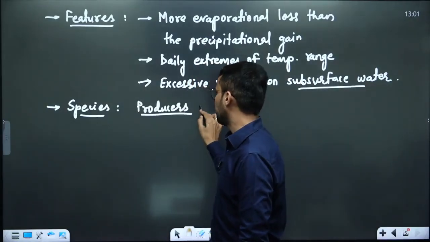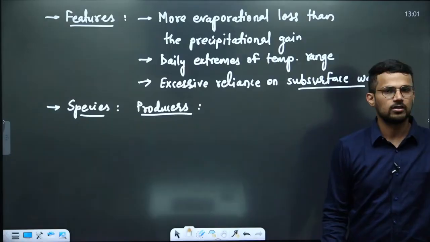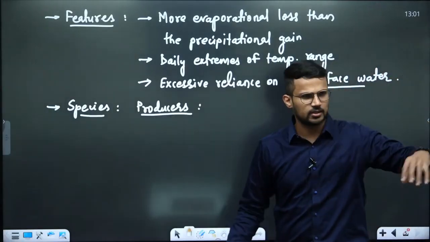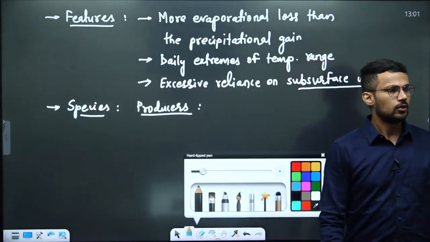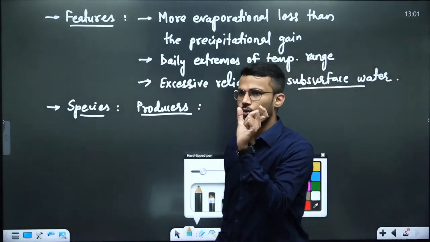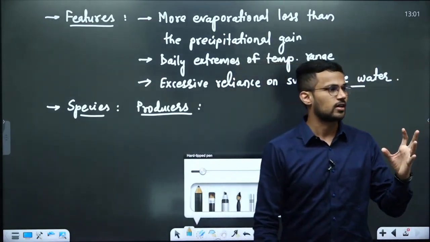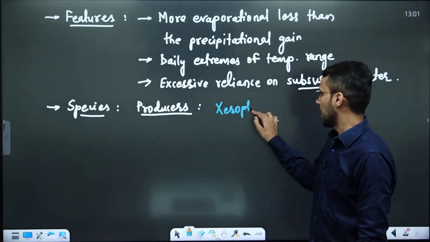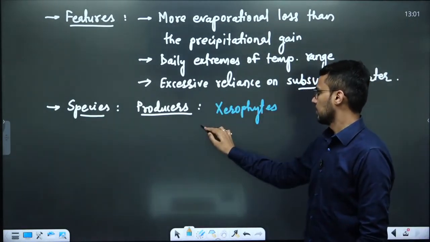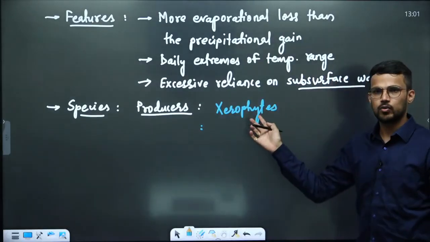Now there would be some points that would be repeated here, right? जो हमने desert adaptations में देखे थे, वो कुछ points यहाँ पे repeat हो सकते हैं. Can you please tell me the term that we use for those plants that are adapted to drier conditions? Xerophytes. So xerophytes we have here, right? Producers are in the form of xerophytes.